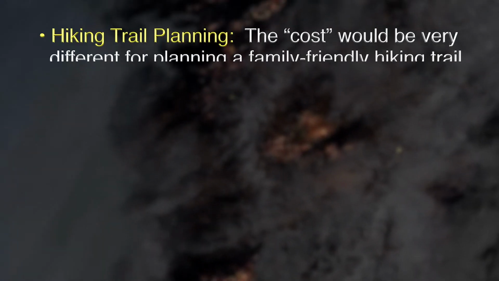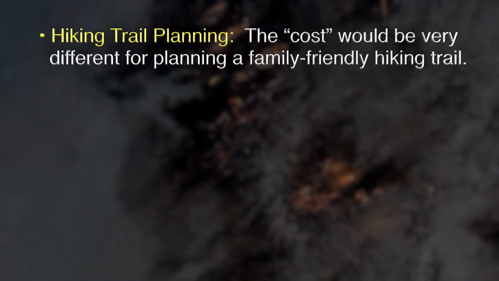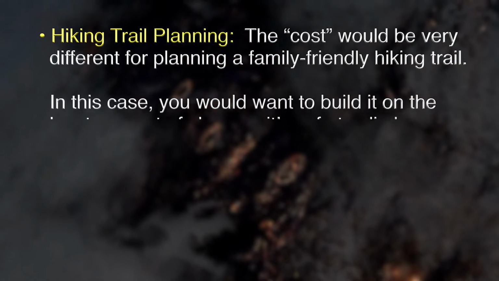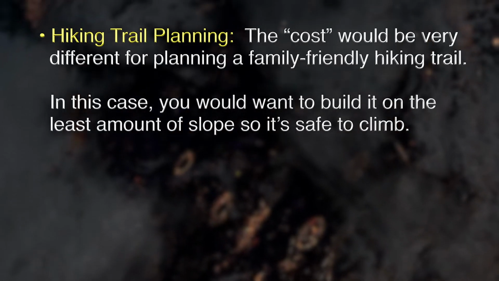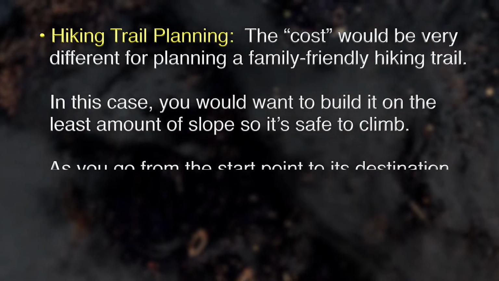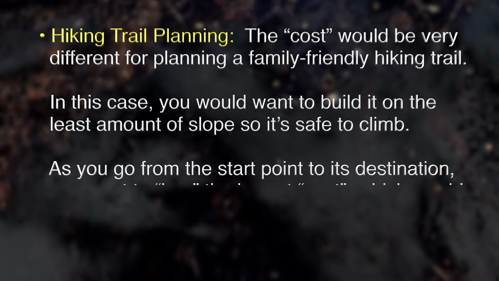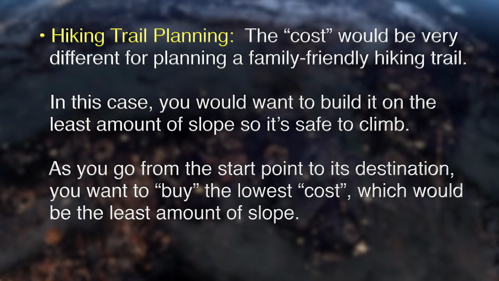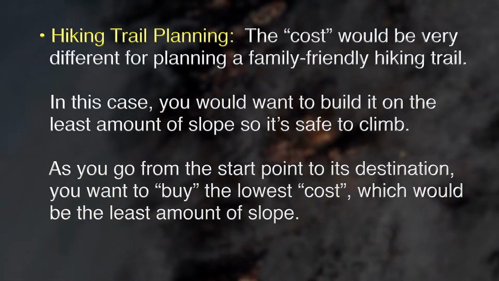Second, hiking trail planning. The cost would be very different from planning a family-friendly hiking trail. In this case, you would want to build it on the least amount of slope so it is safe to climb. As you go from the start point to its destination, you want to buy the lowest cost, which would be the least amount of slope. Any route to the top equals the same net change in elevation, but least cost path accumulates the least amount of slope from start to finish.